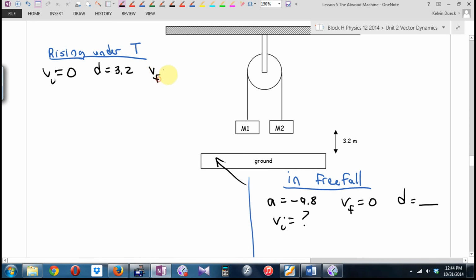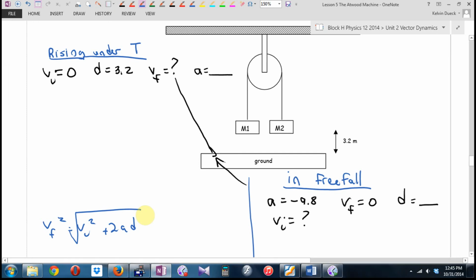I would like to find V final, because I think V final when the first big mass hits the ground is V initial when the second small mass starts free falling up. What other piece of information do I need to find V final? Even though I'm going to be spending lots of my time finding velocities, really in this first situation, I'm going to find the acceleration, because if I know the acceleration, then I can go V final squared equals V initial squared plus 2AD, square root, and I can tell you how fast it's traveling upwards. How can I find the acceleration?